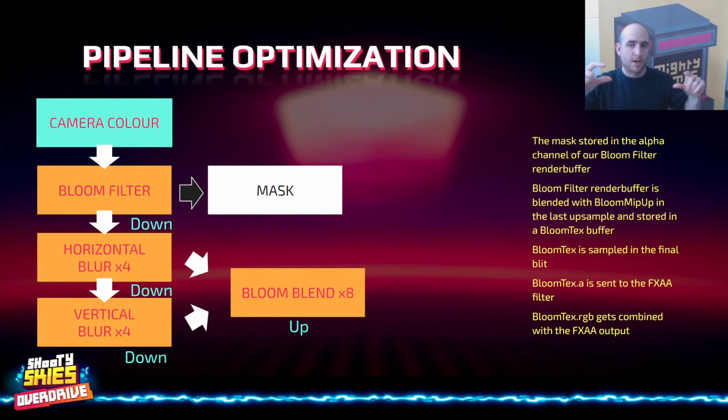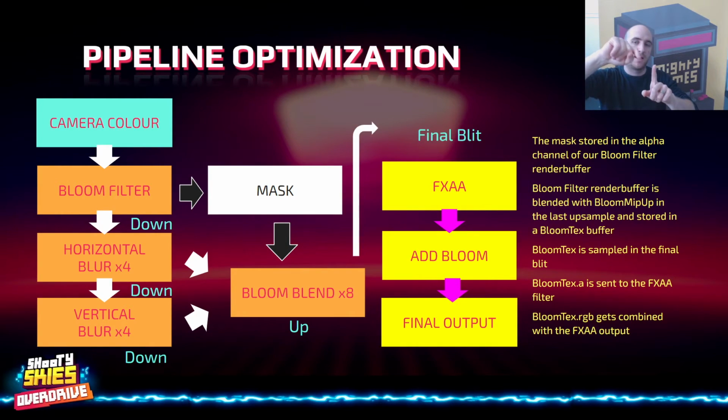And then as we go back up again, we're blending the horizontal and the vertical blooms back together until we get to our final blend, where we can then add our mask back in, so that our final bloom blend now has color in it as well as the mask in its alpha channel. That gets sent out as a texture into our final blit as it normally would. But rather than just reading the RGB, we're now also going to read the alpha data.